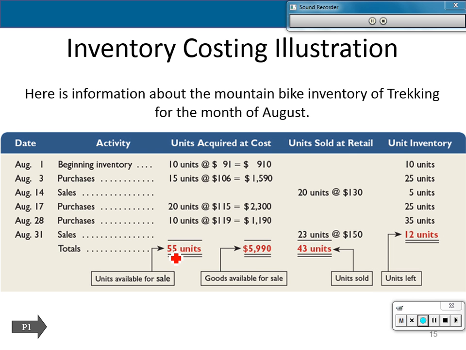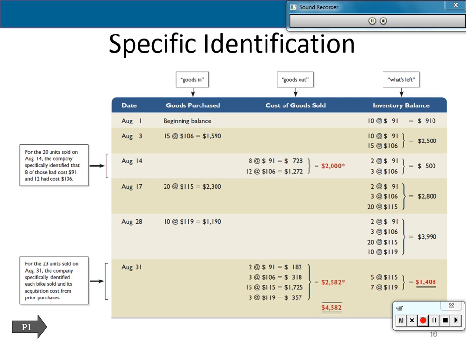Sold a total of 43 units. The 55 units that are left are worth $5,990. Now, here are the assumptions. This one is very irrelevant, but this is specific identification. Notice they sold 20 items.